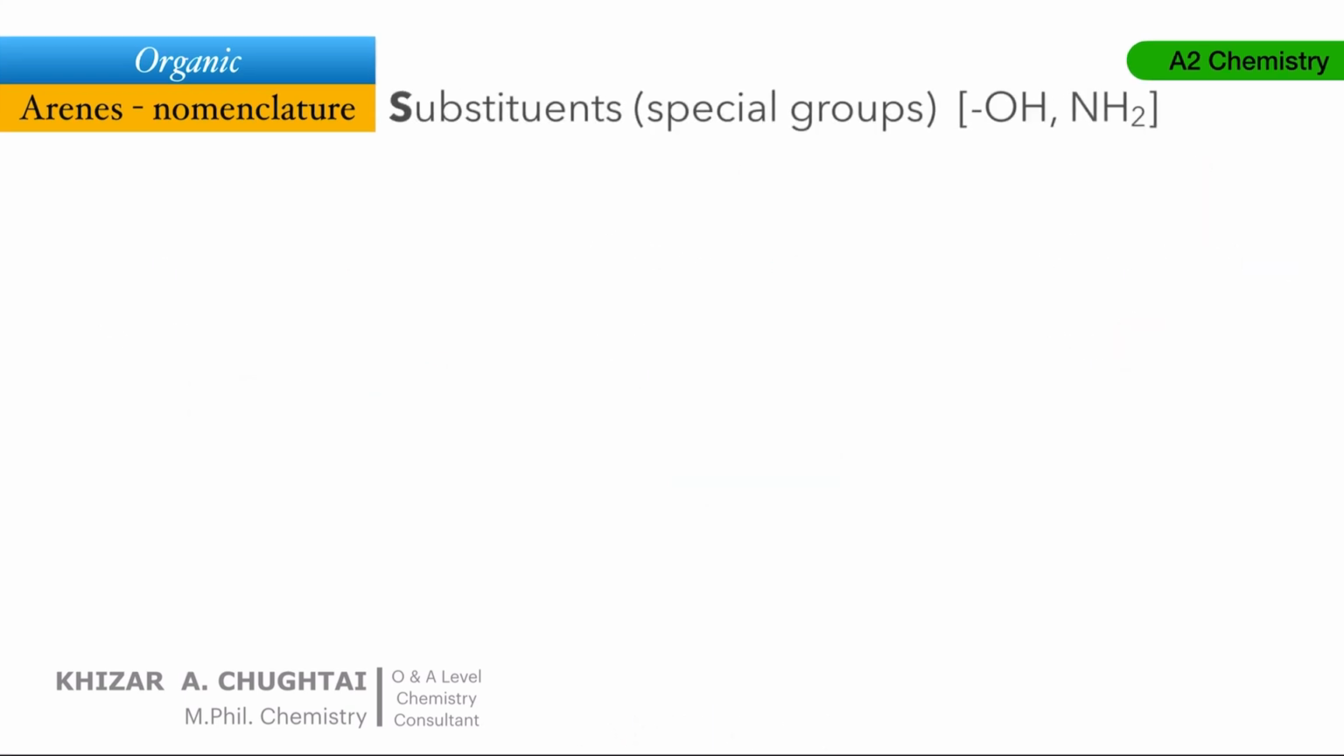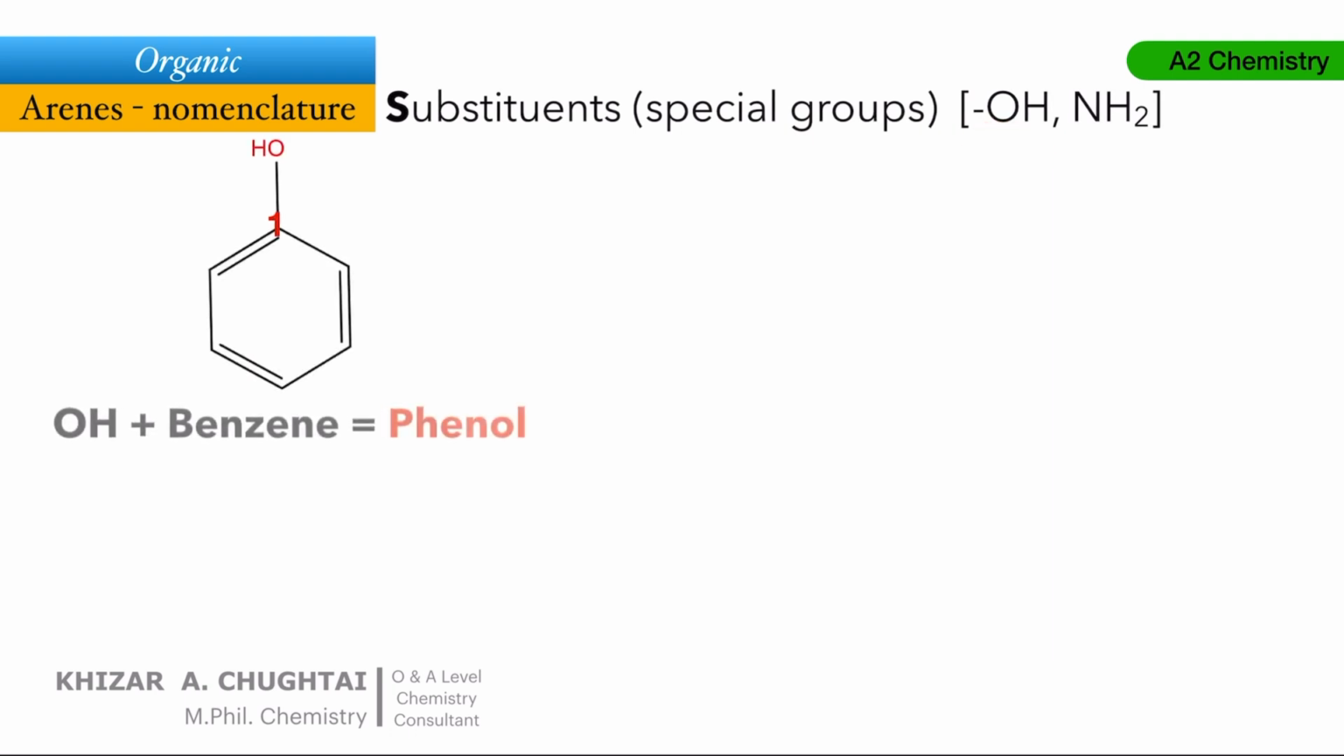Now come towards the special groups. This OH group and NH2 group are called special substituents. When OH group is part of the benzene ring, then its name becomes phenol. OH plus benzene ring is equal to phenol, and this carbon will be marked as the number 1 carbon. As far as the numbering is concerned, this carbon will always be given number 1.